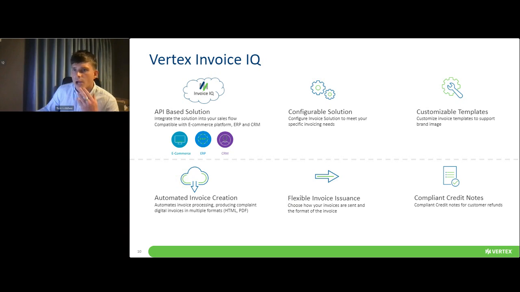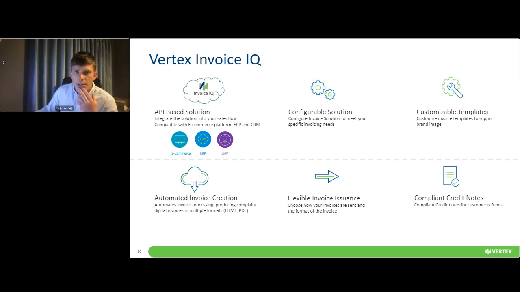So today we offer various ways that you can collect and send those invoices. So whether you would like Vertex to issue the invoices directly to your customer, whether you'd like to pull those invoices into your system, make them available or email out to your customers, and also the format of those invoices. So whether you want it to be a HTML or PDF format. Both are covered with the Invoice IQ solution.